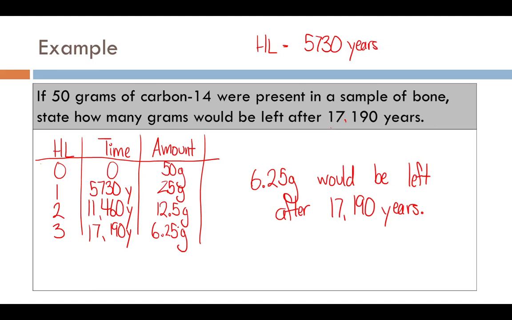Okay. Now, sometimes these problems, as you'll see when you look at the examples, will give you the final amount. Let's say it started by saying after 17,190 years, you had 6.25 grams remaining. What you do in this case is you work backwards and you double it, going up the table. Okay, but that's something you can deal with when you come to it. Make sure that when you are moving up from one half-life to the next, increasing in time, that you are reducing the amount by half. Okay?